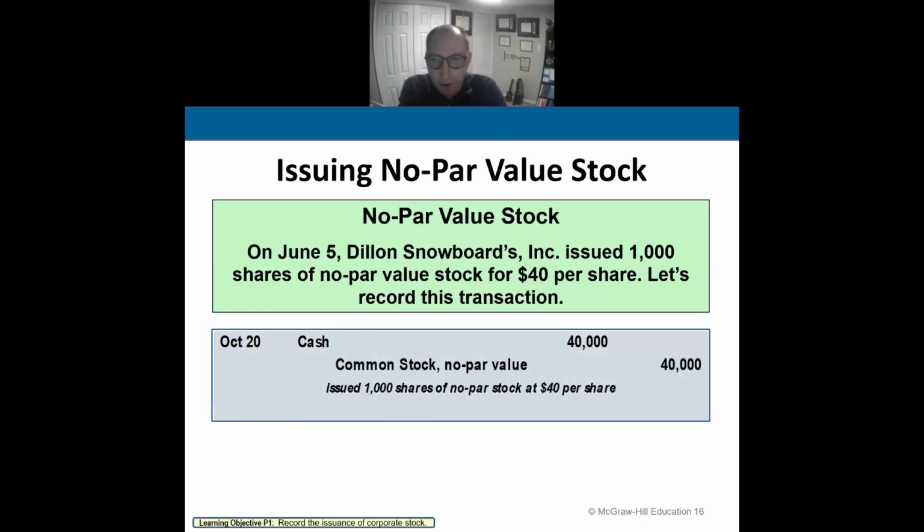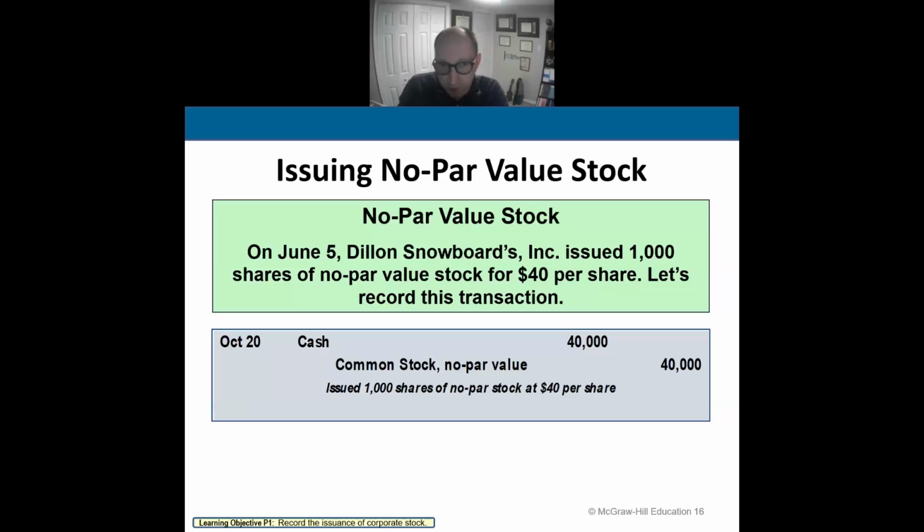We talked about par value. Remember, par value is an arbitrary amount that the company said that each share is worth when the company was created. It's in the charter of the company. Now we need to talk about this thing called non-par value.